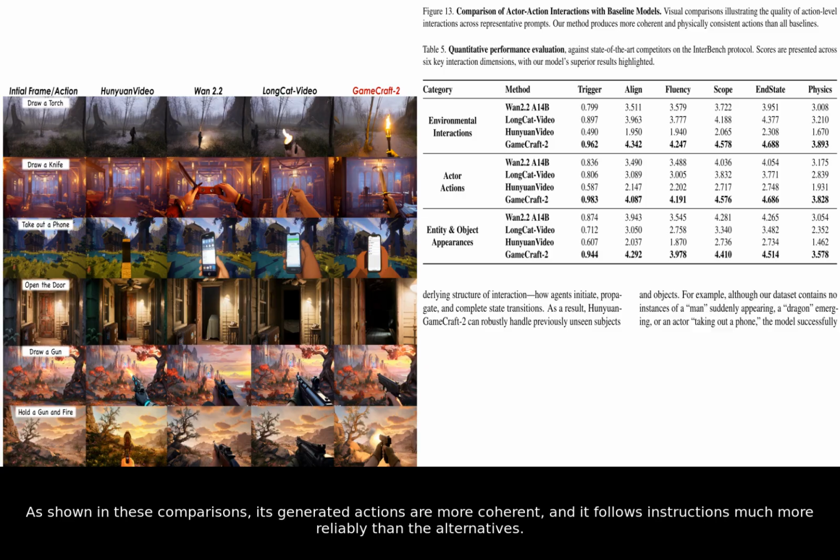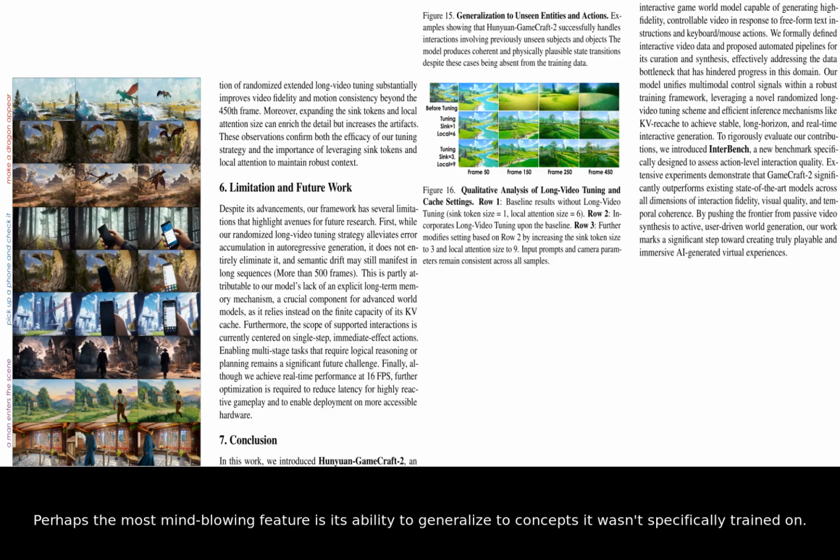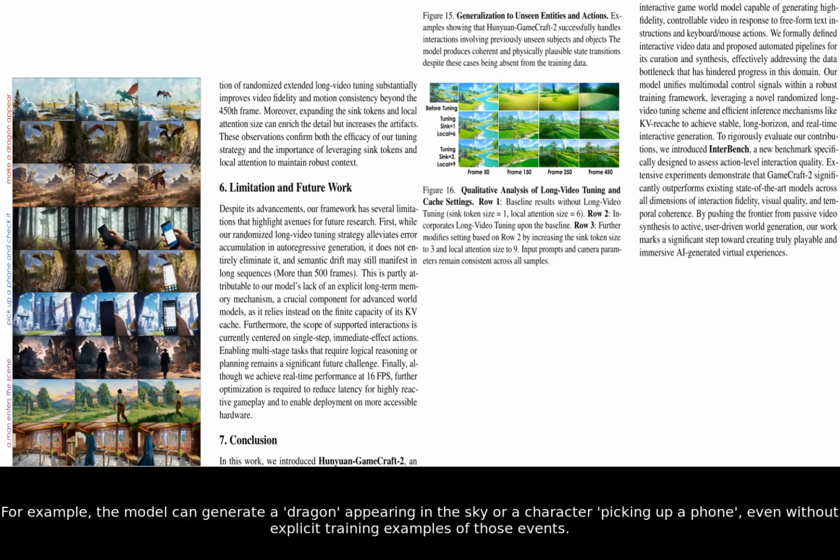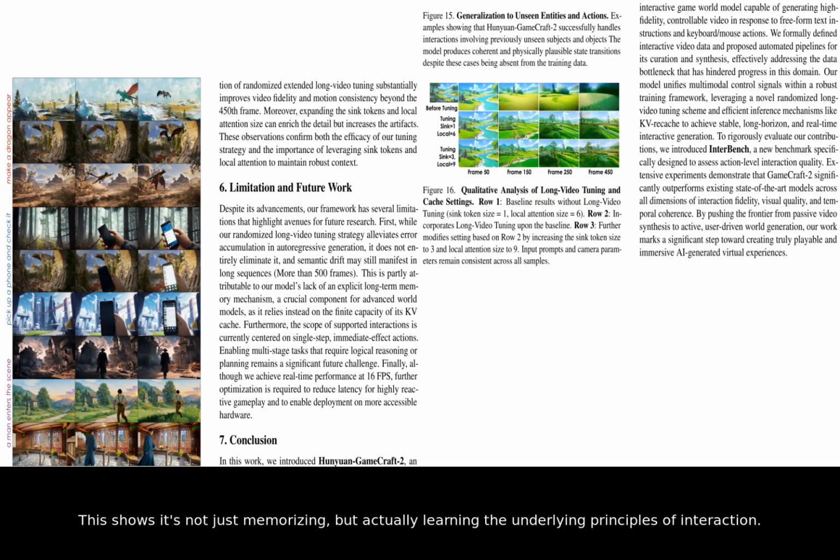As shown in these comparisons, its generated actions are more coherent, and it follows instructions much more reliably than the alternatives. Perhaps the most mind-blowing feature is its ability to generalize to concepts it wasn't specifically trained on. For example, the model can generate a dragon appearing in the sky or a character picking up a phone, even without explicit training examples of those events. This shows it's not just memorizing, but actually learning the underlying principles of interaction.